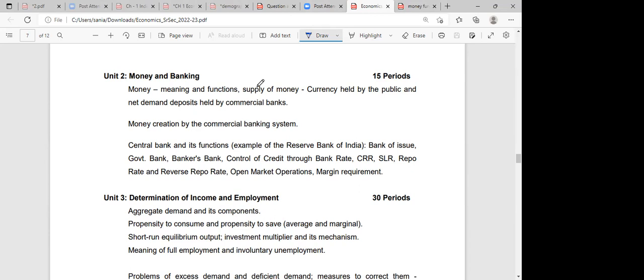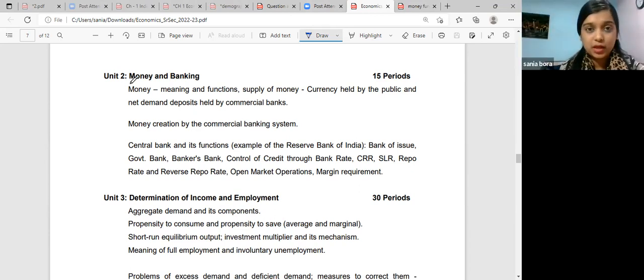Right, ma'am. Okay. So basically we'll be starting with the money and banking unit. This is one unit, but I have divided it into two chapters. One is money and the other one is banking. So we will be covering the money chapter first and after that the banking chapter. Once we are done with two chapters, we are done with the one unit. Clear?